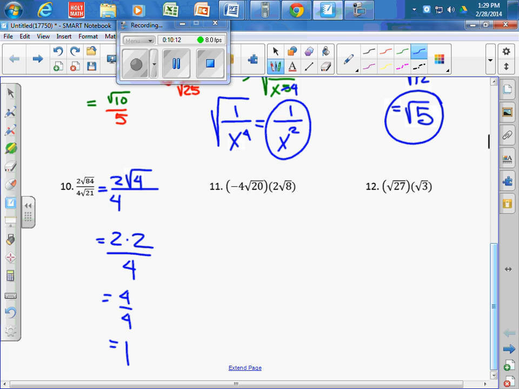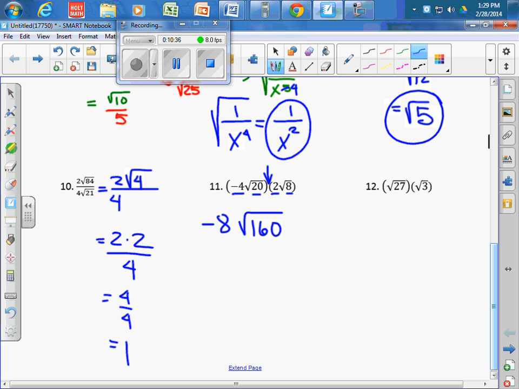In number 11, now you're multiplying two radicals. Parentheses next to parentheses means you're going to be multiplying. And what do we do here? Numbers outside get multiplied together. Negative 4 times 2 is negative 8. Numbers inside get multiplied together. 20 times 80 is 160.